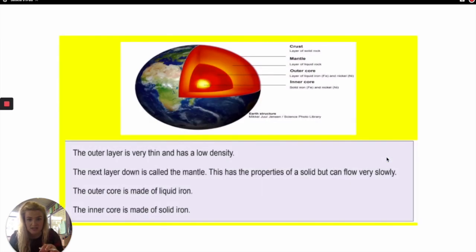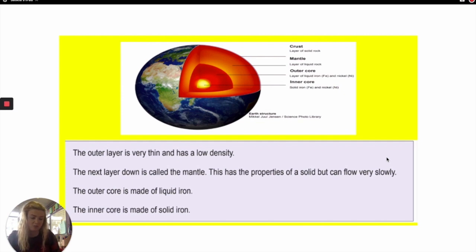So if you move on to the next one, this may be a bit of a better diagram. So you've still got the label diagram, then you've got the outer core is thin, has a low density, okay, so it means it's quite light in comparison to the rest of the Earth. The layer down is called the mantle. Its properties of solid but can flow, okay, so it can move, it can flow and move. Outer core is made from liquid iron and the inner core is made from solid iron.